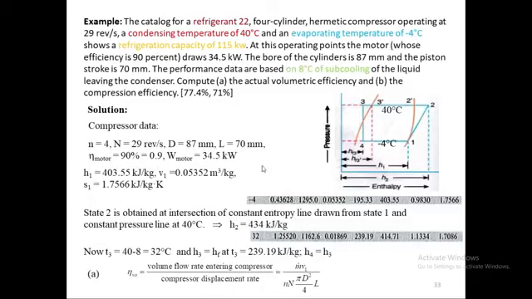W motor, the motor power, is 34.5. The motor is drawing a power of 34.5 kilowatt. So we can find the H1, which is set at the saturation point. So we can look up the saturation table for refrigerant 22 and find out what the enthalpy is here and the specific volume here. So I have copied that table right here, as you can see.